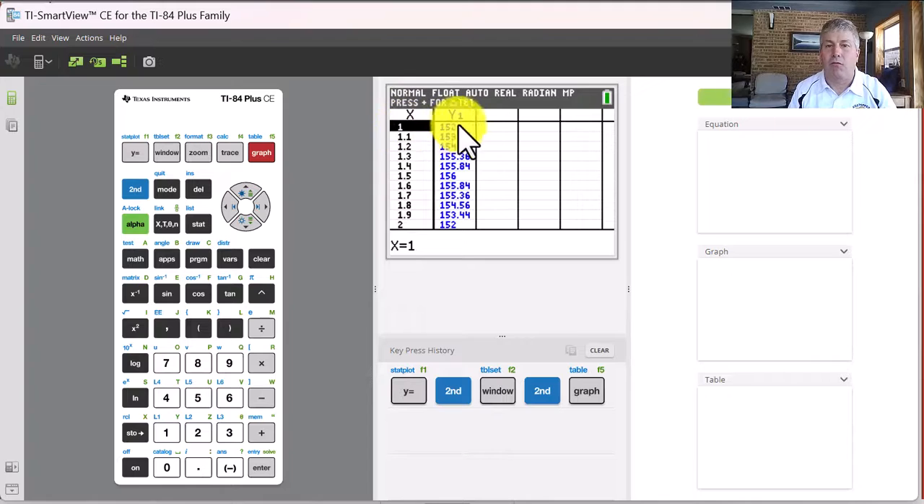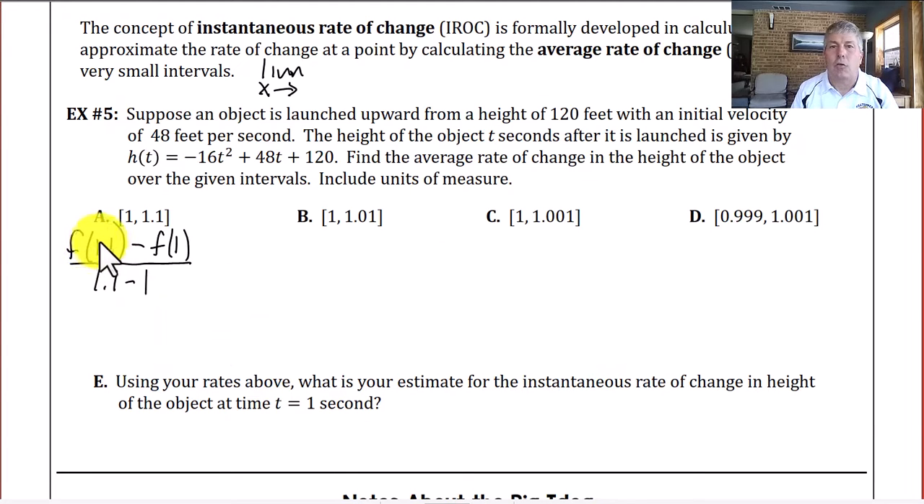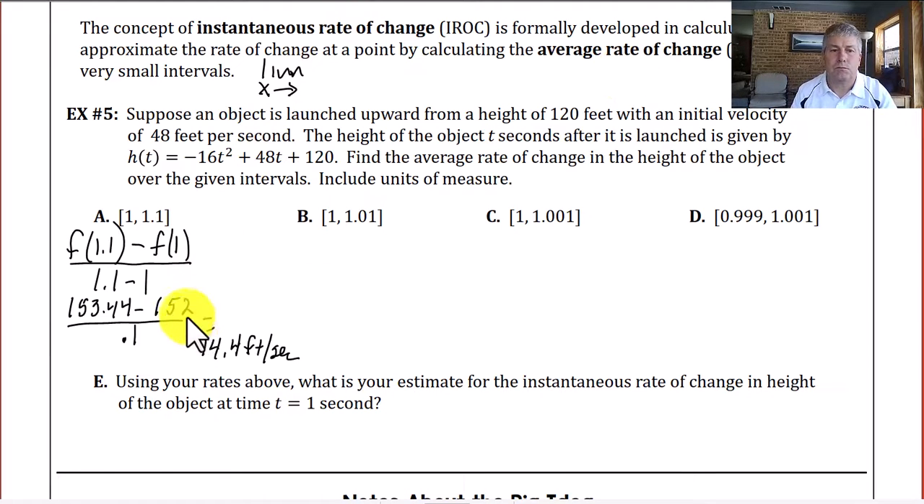I know now that f of 1 is 152, my height or my y value, and at 1.1 my height is 153.44. So algebraically, I do f of 1.1 minus f of 1 all over 1.1 minus 1, my change in y over my change in x. And the 1.1 was 153.44 minus 152. And our average rate of change then is 14.4 feet per second.